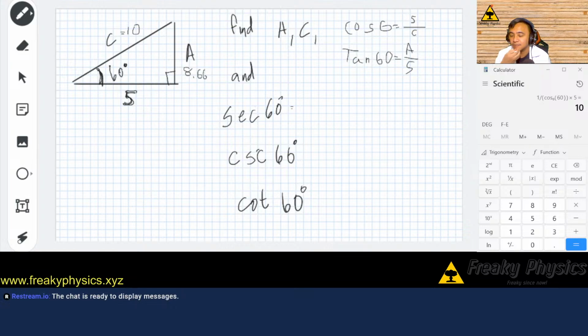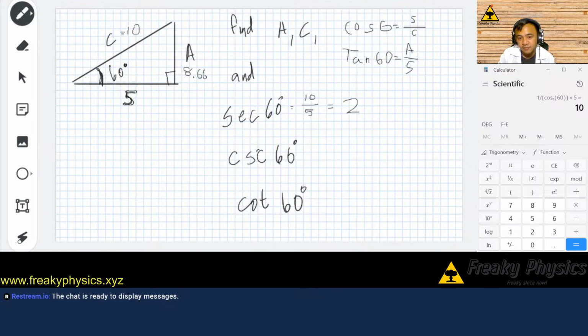So SEC is the opposite of cosine. Yes, cosine. Correct. So that would be 10 over 5, which equals 2. Correct.